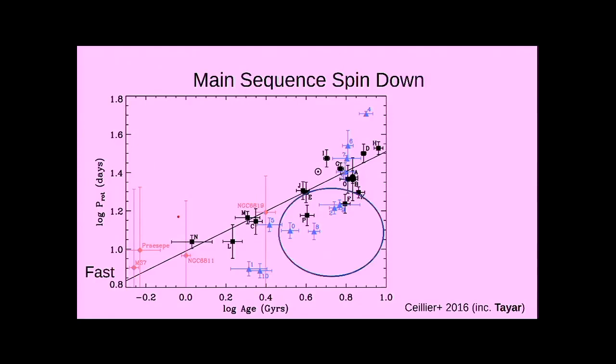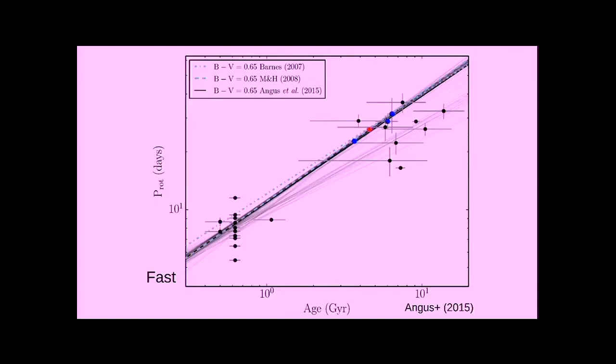Except that all of a sudden, at kind of the second half of the main sequence, a lot of the stars seem to be spinning a little bit faster than they should be. And that's true. It doesn't really matter exactly what model you're using. If you try and fit it, it's hard to get everything to match at the same time.